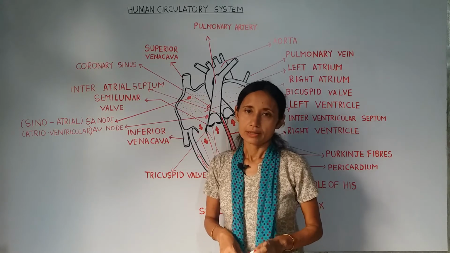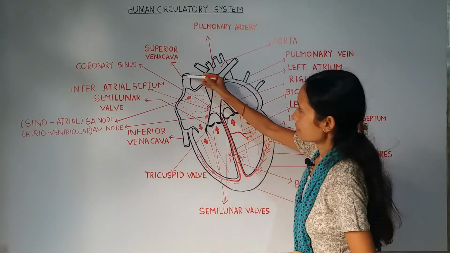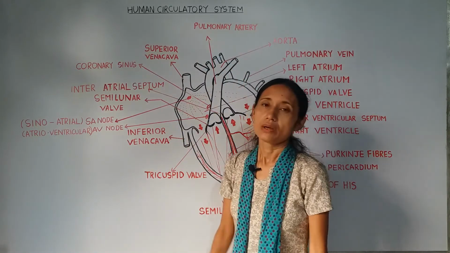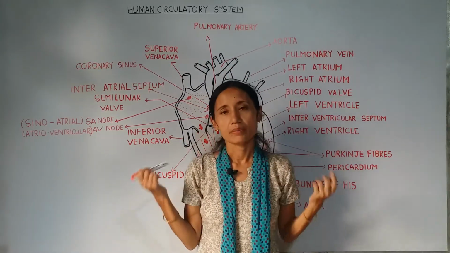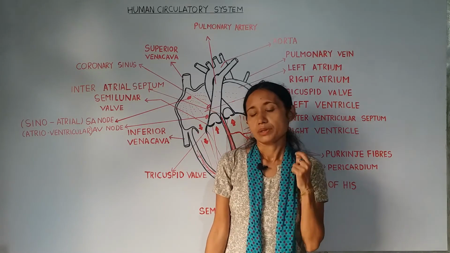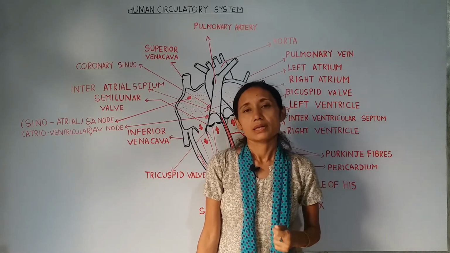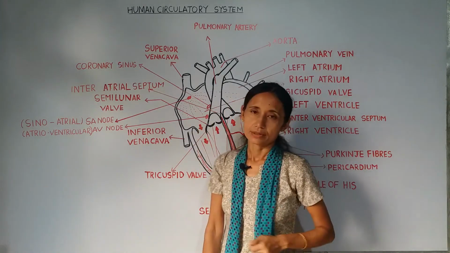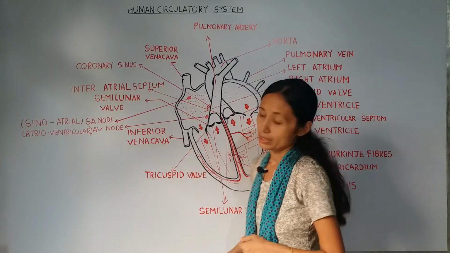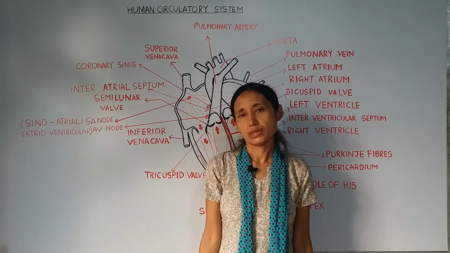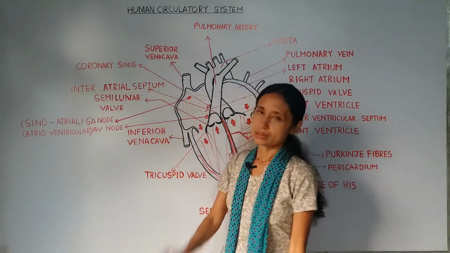And the blood will be brought into the right atrium. Now this superior vena cava will what? Collect the blood from the upper part of our body. We are having head, neck, and arms, okay, from the upper portion of the body. And the superior vena cava, after collecting the deoxygenated blood, the blood will be brought into the right atrium. Inferior vena cava will collect the blood from the lower portion of our body and it will be brought into the right atrium.